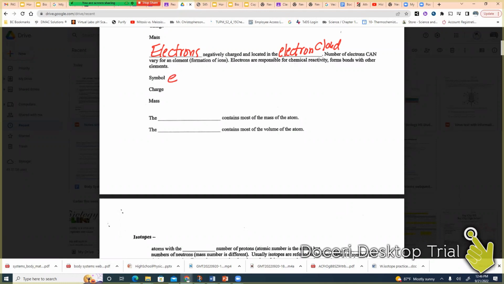The symbol is E with a negative sign. It has a -1 charge, and its mass is 1,836 AMU. So all of them are small, but protons are about equal to neutrons, and both of those are a lot larger than an electron.